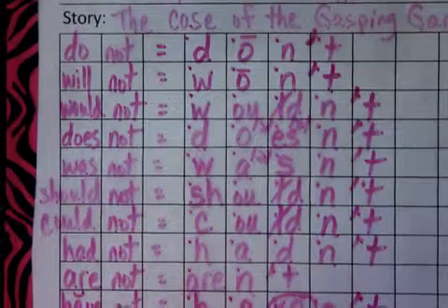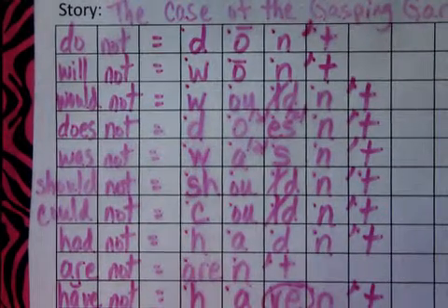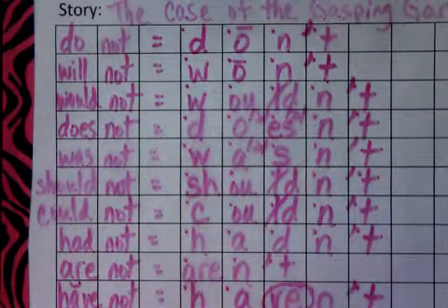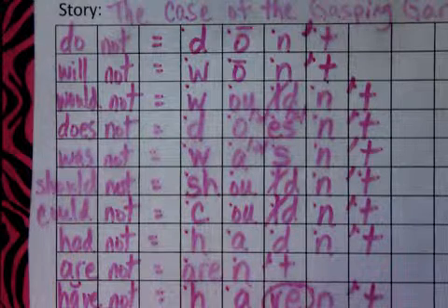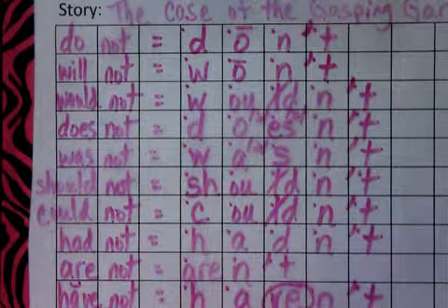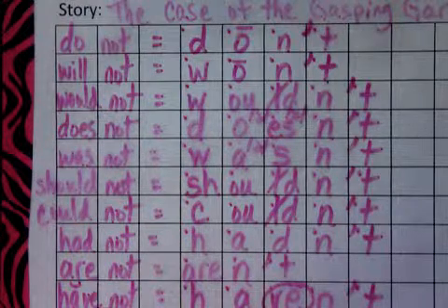Okay, so we're going to stop right there. So that's all the nots on your list. The not contractions. And the easiest way to do the contraction is drop that O and put the apostrophe between the N and the T.